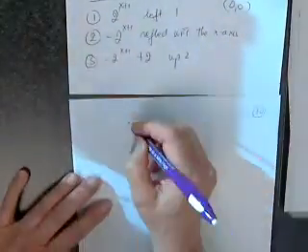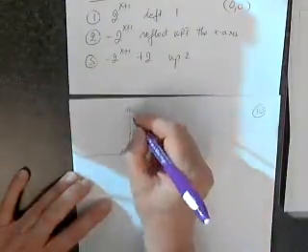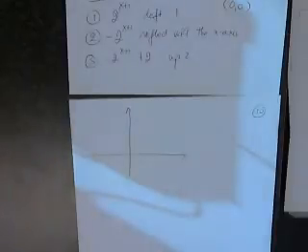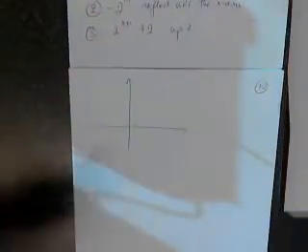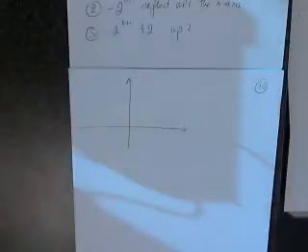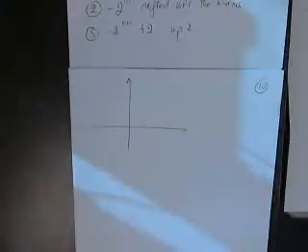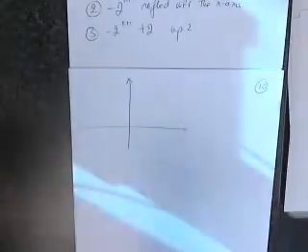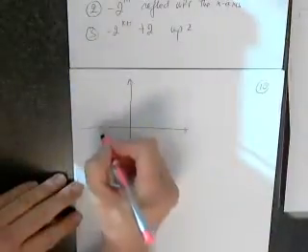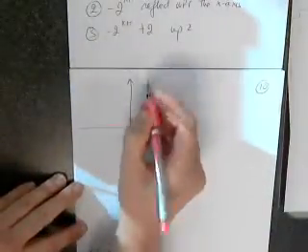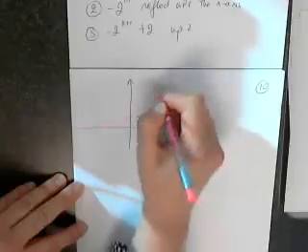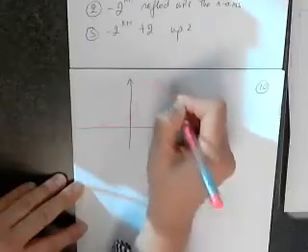So how do I graph 2 to the x? What type of function is it? I know it's exponential, but also is it increasing on all its domain? Is it decreasing? How do I graph it and where it crosses? The base greater than 1 is always increasing. And it crosses here at 0, 1. So this is y equals 2 to the x.